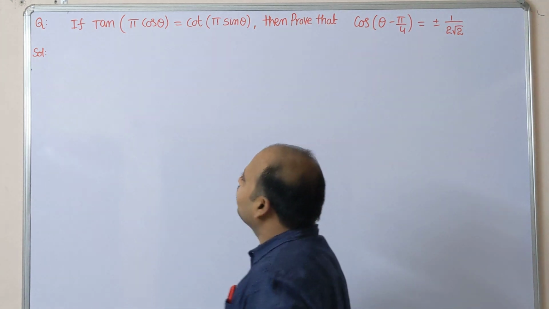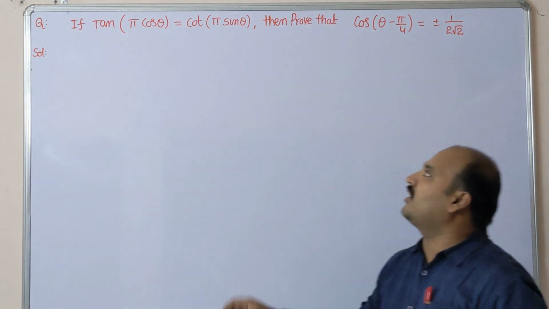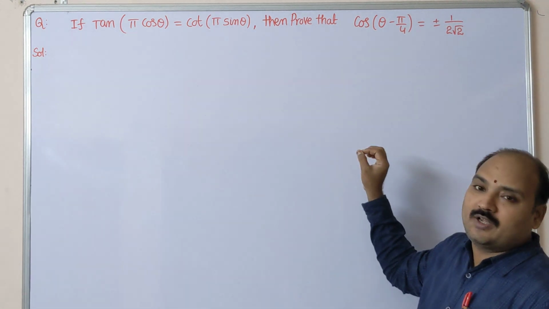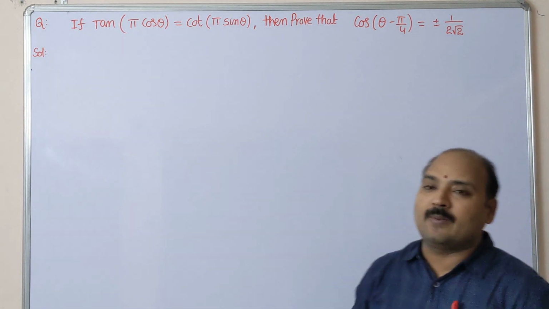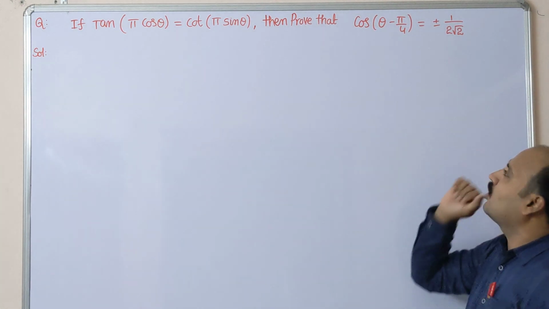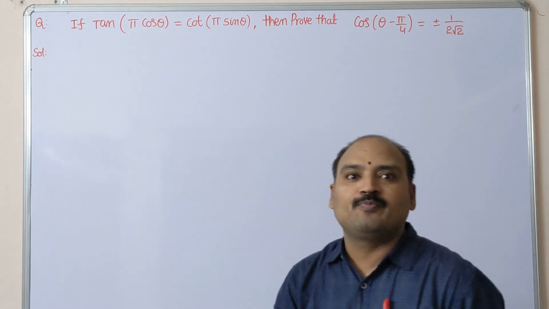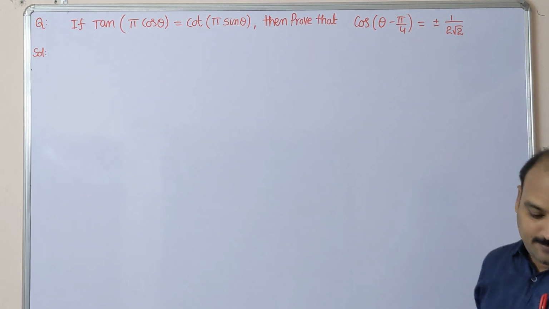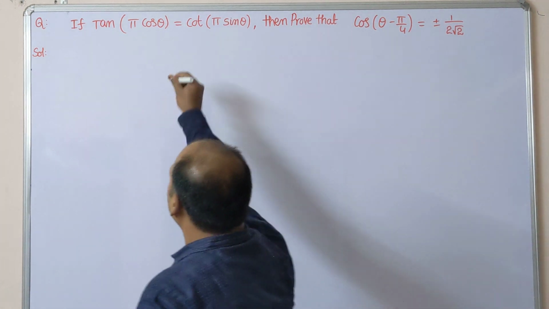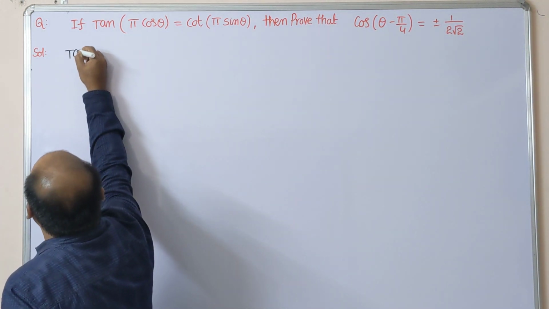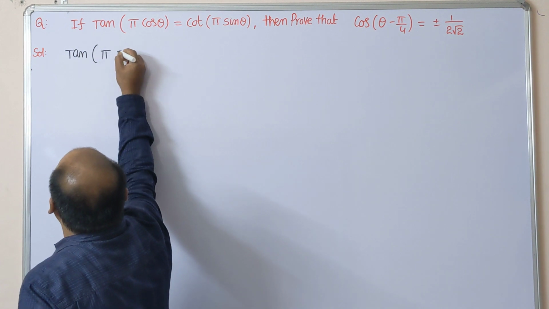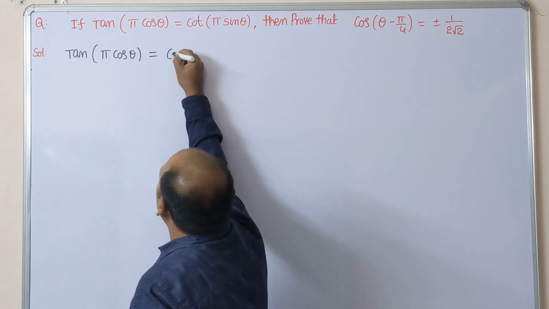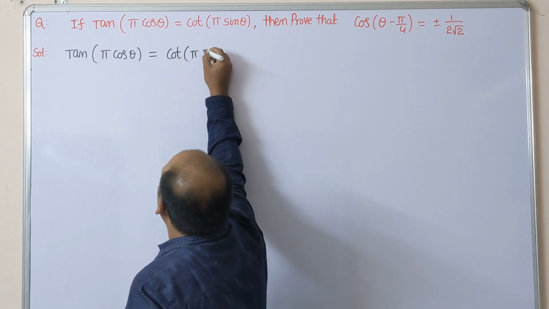The question here: if tan of pi cos theta equal to cot of pi sin theta, then prove that cos of theta minus pi by 4 is equal to plus or minus 1 by 2 root 2. So this is the equation. They are asking to prove this result. So first, given tan pi cos theta is equal to cot pi sin theta.